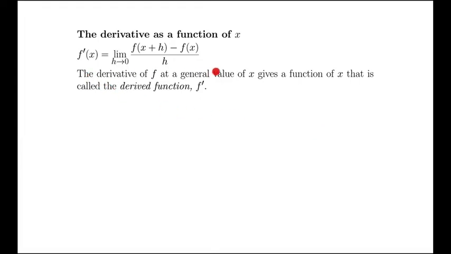Instead of looking at the derivative of one point at a time, we can look at the derivative for general x. When we do that, we get back a function of x. To express this new function, we usually use this form of the difference quotient, f of x plus h minus f of x over h.